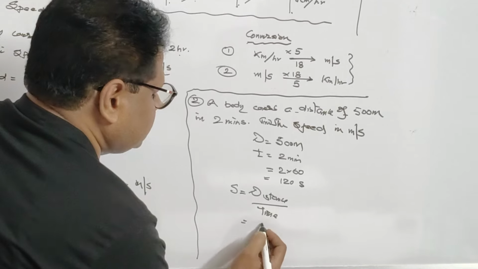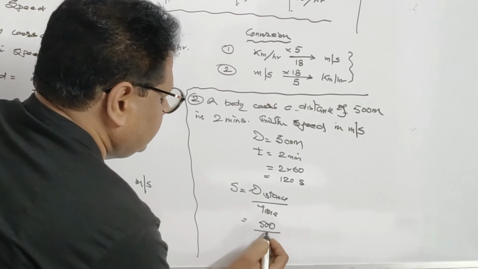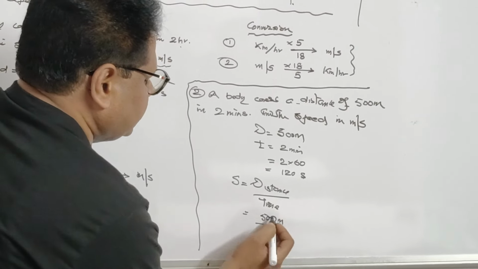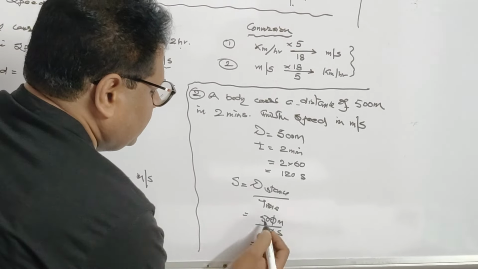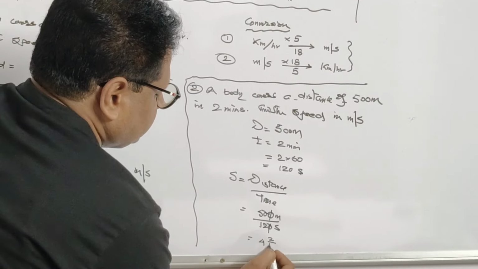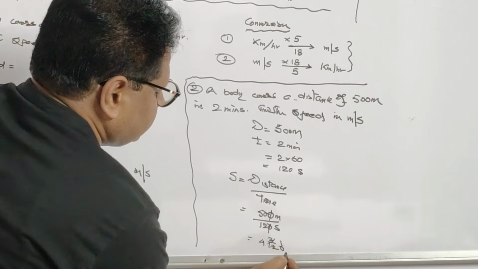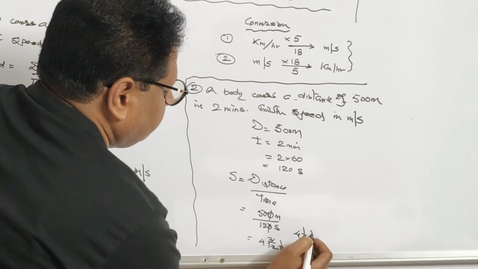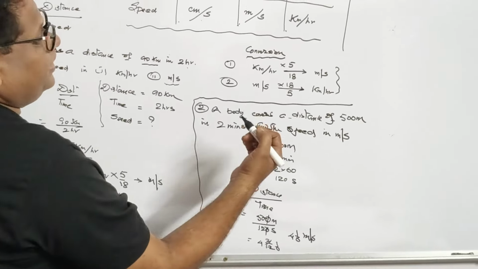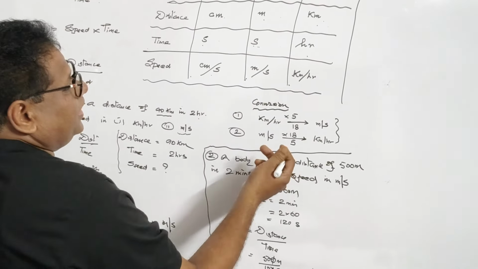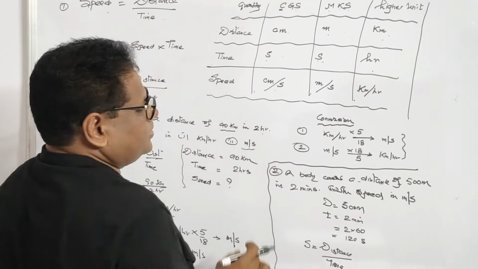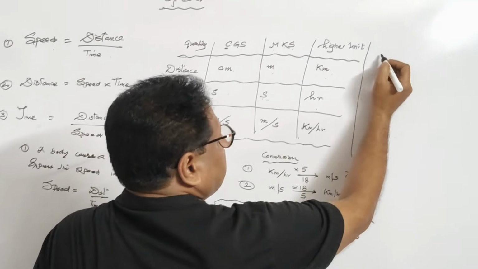So the distance is 500 meters, divided by time, that is 120 seconds, cancel 1 0. So you get 42 by 12, that is 4 1 by 6 meter per second. Okay, so you might be having some problems in following one system of units, but you need to know the conversions.